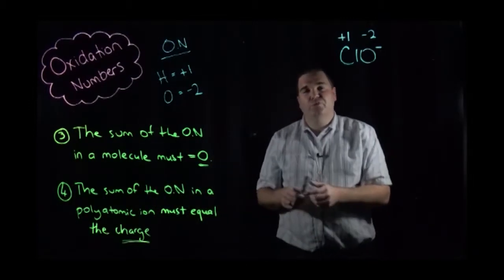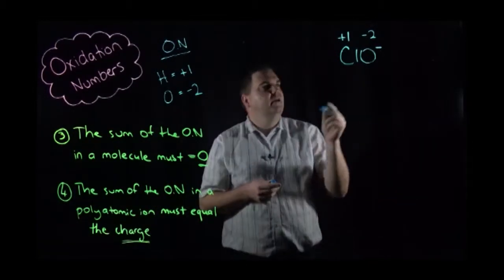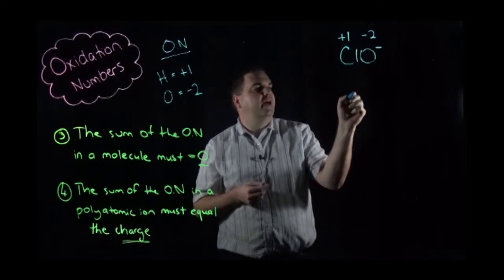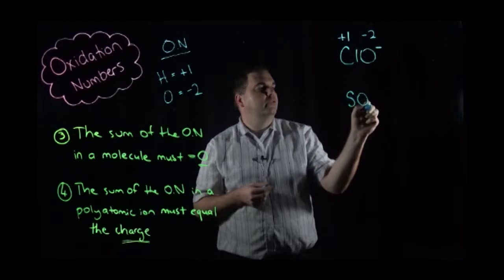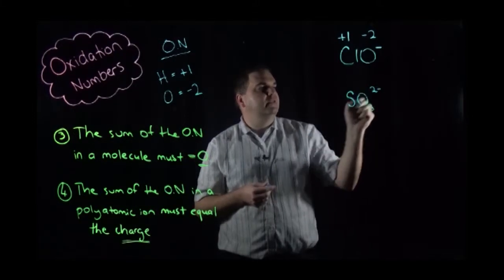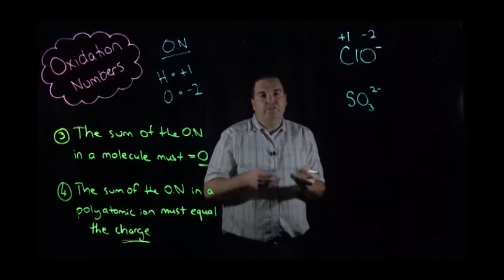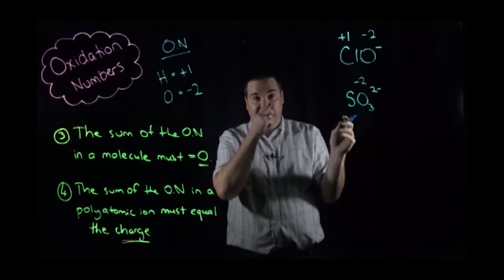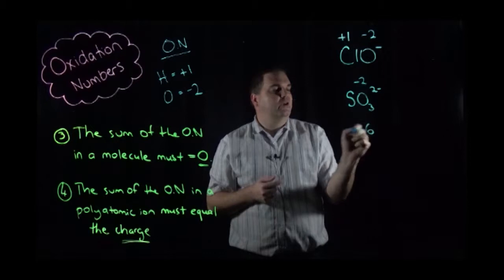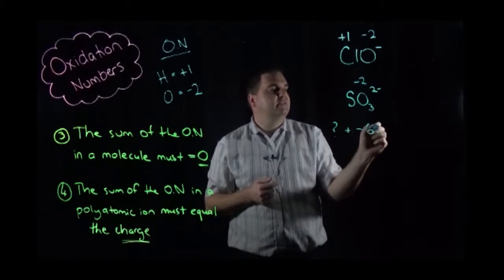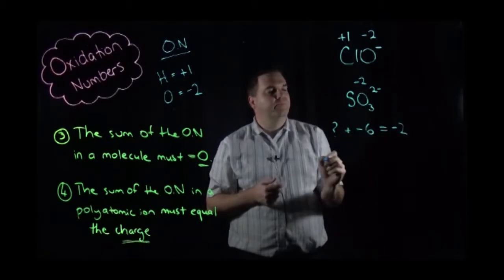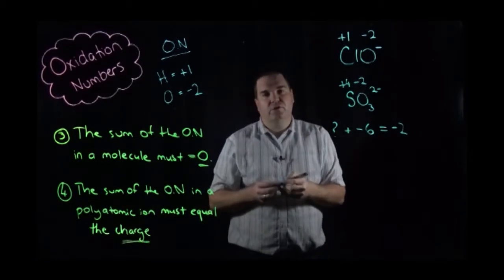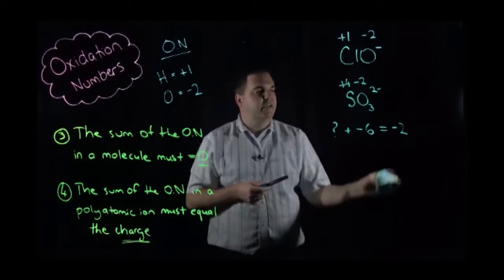Okay, so if we do one that's a little bit more complicated than that, let's do SO3 2-. Again, oxygen's -2. 3 lots of -2 gives us -6. So we've got something plus -6 is equal to -2. Well, what you've got to add in there is +4. So in that case, the sulfur is in a +4 oxidation state.